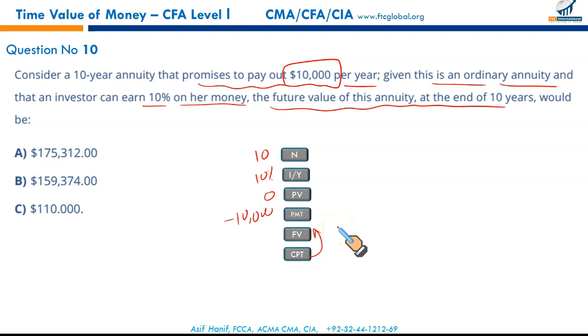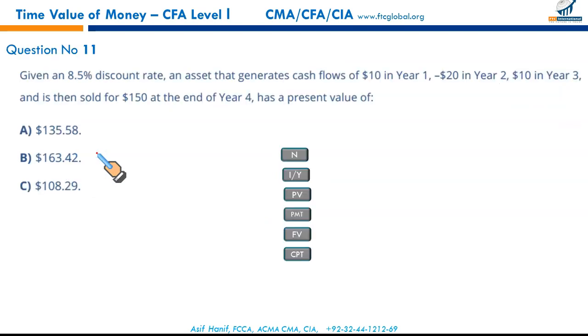I'm sure you people have calculators in front of you. You're just punching in the numbers and getting the results. Verify your numbers. It has to be B. 159374, B it is. Next.